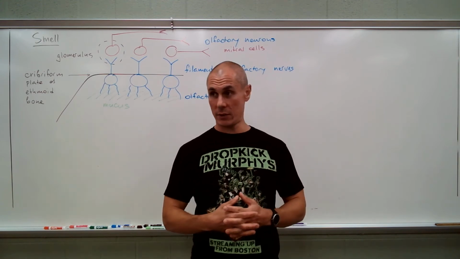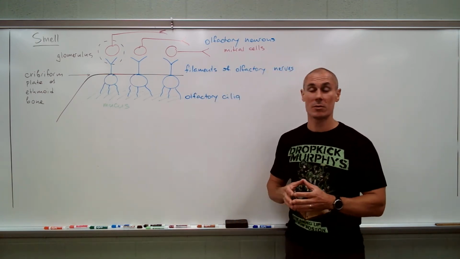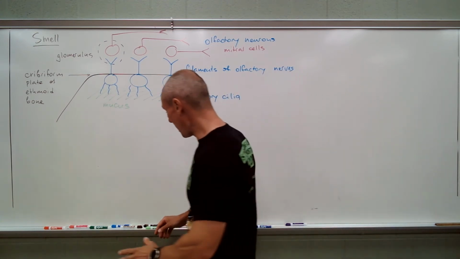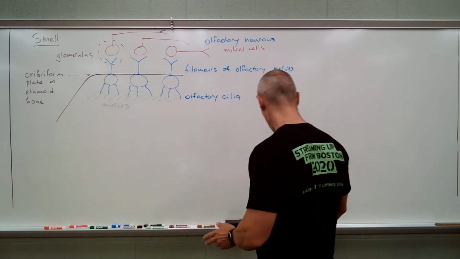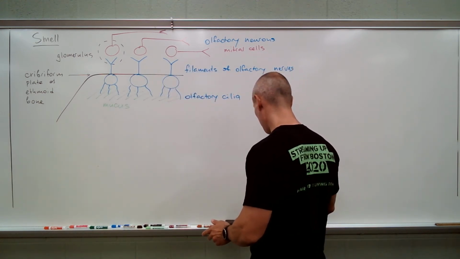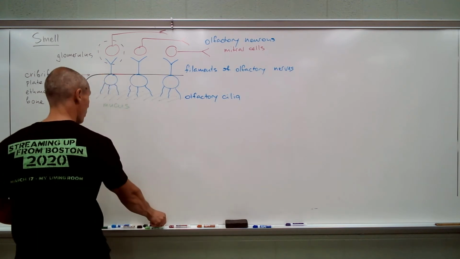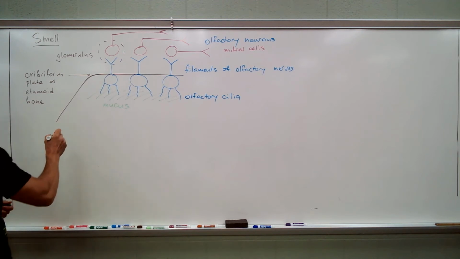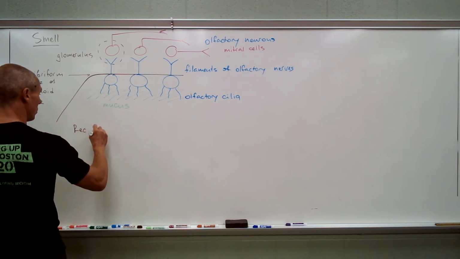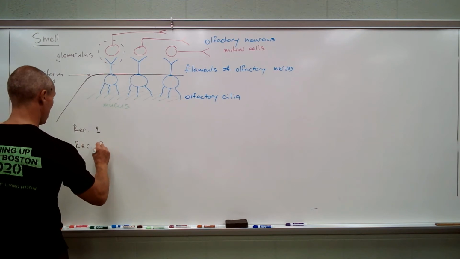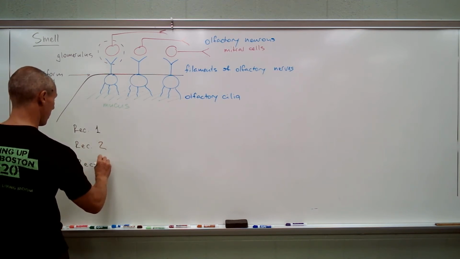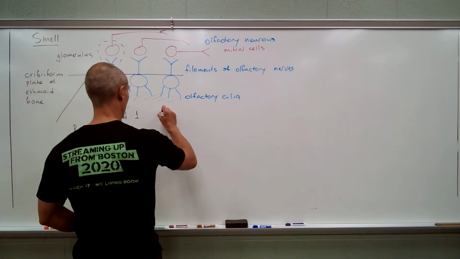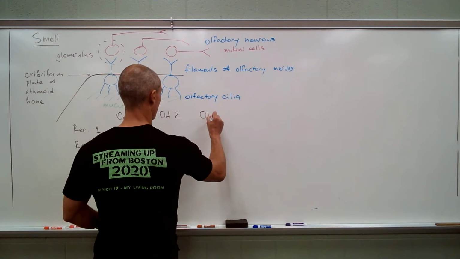So, how can we get around this? And the mechanism is just incredibly elegant. So imagine, I'm going to draw a schematic. Imagine that you have three receptors and three odorants. Okay? So I'm going to have receptor 1, receptor 2, and receptor 3. And I'm going to have odorant 1, odorant 2, and odorant 3.